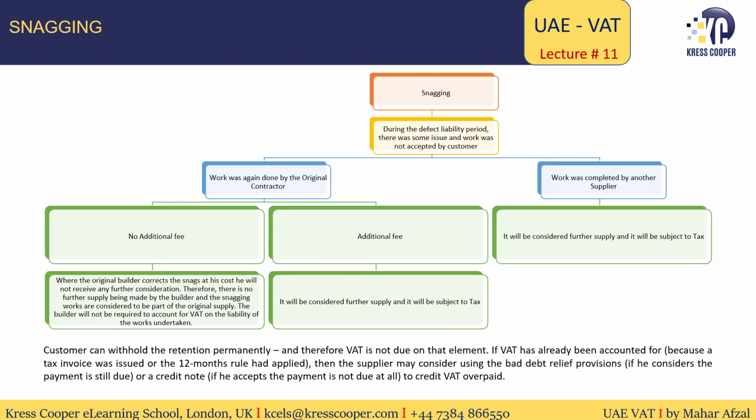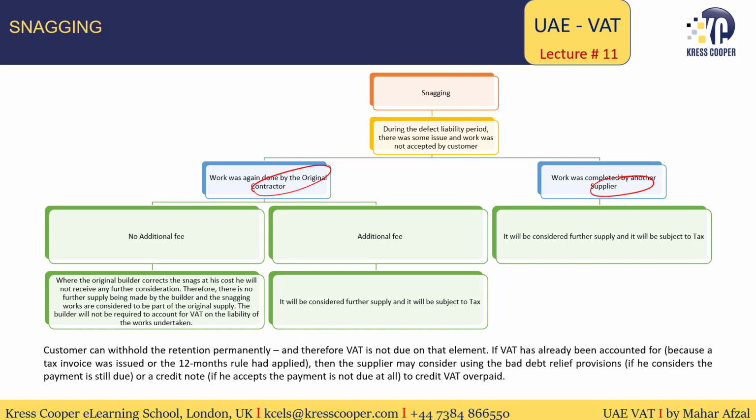Snagging amount was held by the customer based on the assumption that there would be some sort of issue with the work. The customer was not satisfied and has not signed off the job, so the customer was holding the retention amount, and unfortunately there were some issues in the work. When there are issues in the work, there are two possibilities. The first possibility is that the work will be done by the original contractor. The second possibility is that the work will be done by another contractor.